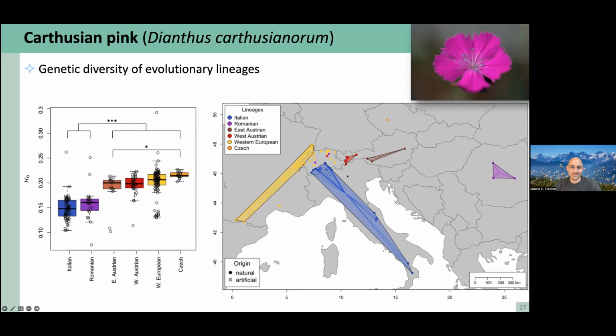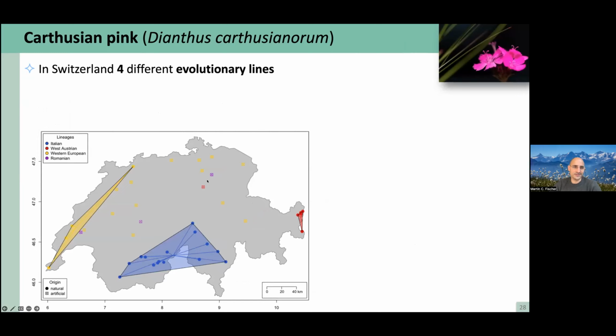And all these lineages, that's now also quite important to realize, have different genetic backgrounds because they have different evolutionary histories, because their refugia were larger or smaller, and there was more interaction and hybridization going on in the past. And it's clearly to see that especially the Italian lineage and the Romanian lineage have lower genetic diversity compared to the 4 other lineages. And if we now dig into Switzerland, surprisingly, we find 4 different evolutionary lineages. So we have the yellow one, the blue one, the red one, but we also have the violet one from Romania. And this is, of course, now slightly puzzling.